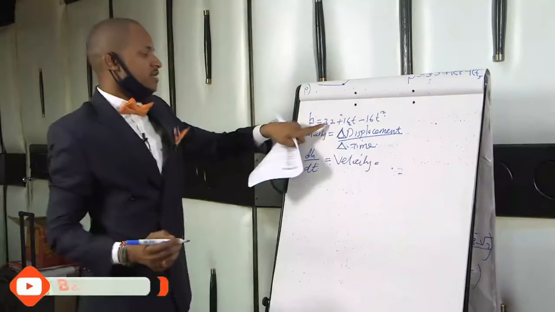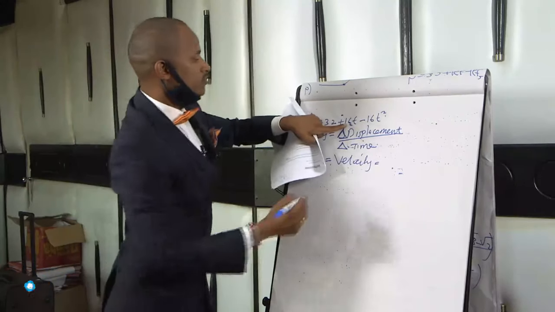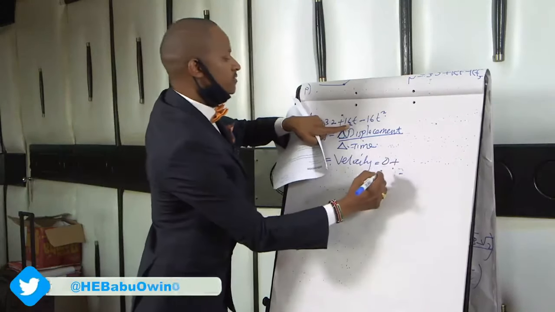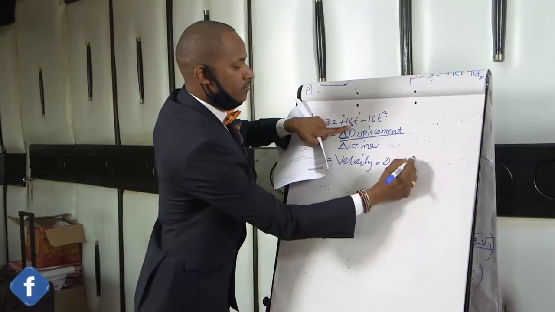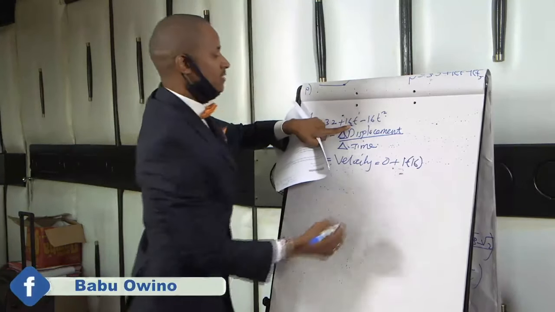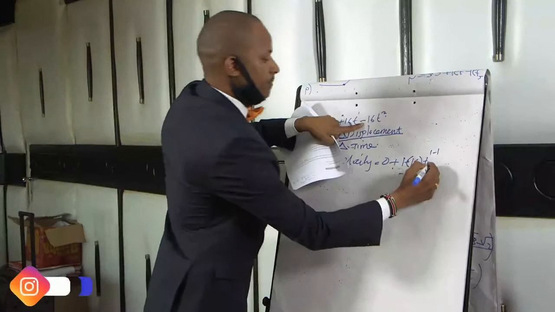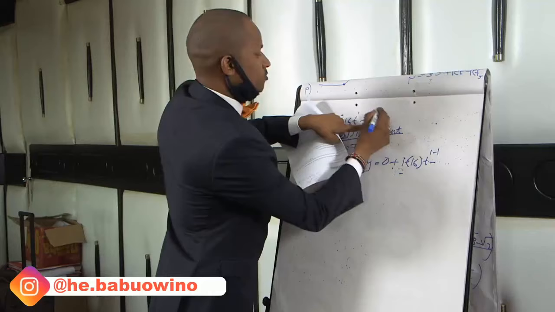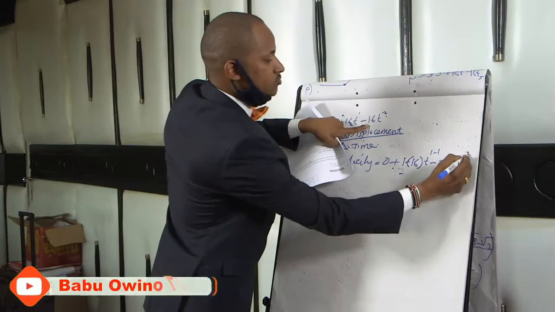So when you differentiate 32, you get 0. Plus, when you differentiate 16t, you drop 1 down. That is 1 into 16. You multiply by the constant. Then t to the power 1 minus 1. Minus, you drop 2 down. That is 2 into 16, t to the power 2 minus 1. You subtract 1.